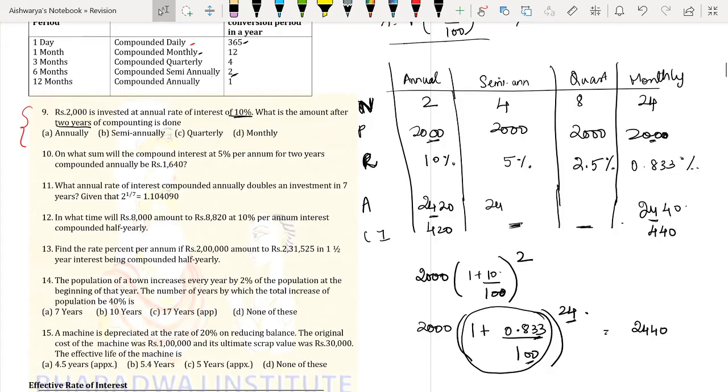2436. Very good. So 436 is what you get here. Look at the values 420, 431, 436, 440. You get the highest in case of monthly. Are we clear? Can we proceed?